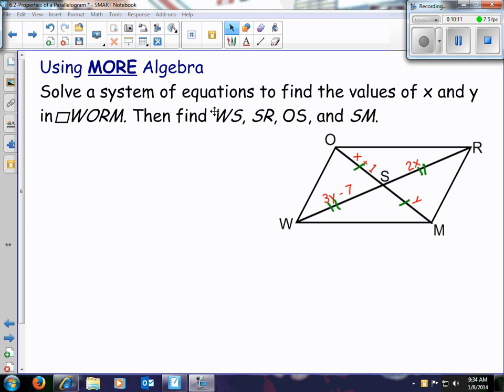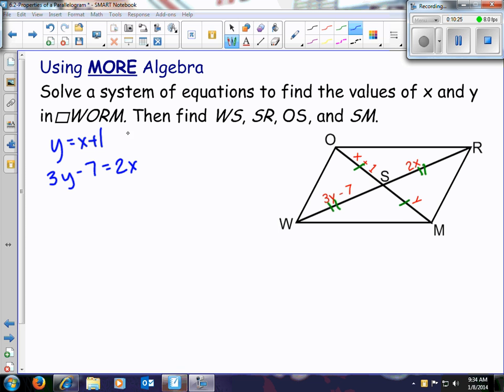Okay, so that means I can say that y equals x plus 1, because these two are congruent. I can also say that 3y minus 7 is equal to 2x. Now I have a system of equations. Now, we learned to solve a system of equations either using substitution or elimination.